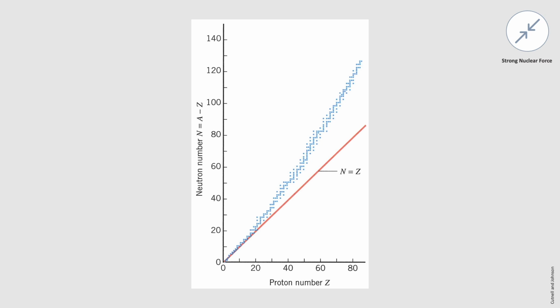How is this force able to balance out the repulsion? Let's take a look at this image. The x-axis stands for the number of protons in a nucleus, and the y-axis stands for the number of neutrons. The red line portrays the condition of having the same number of protons as neutrons. This acts as a reference line. The blue dotted line above represents all stable nuclei.